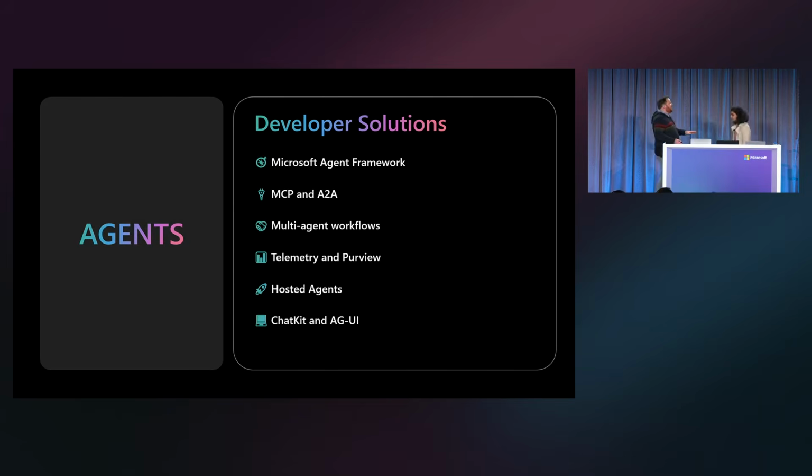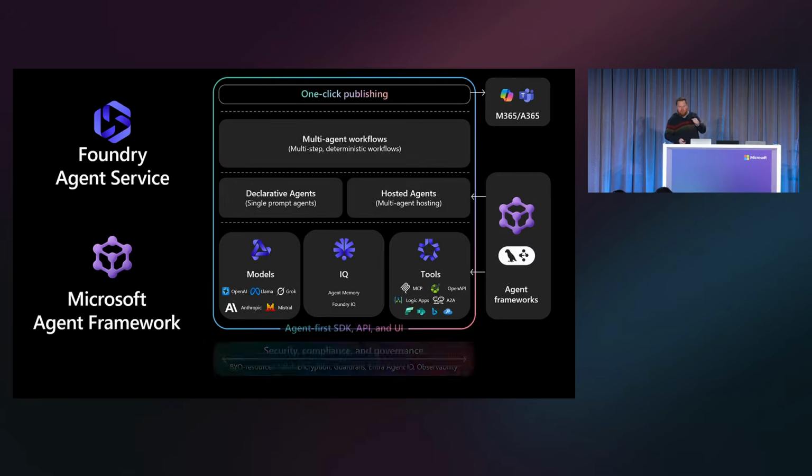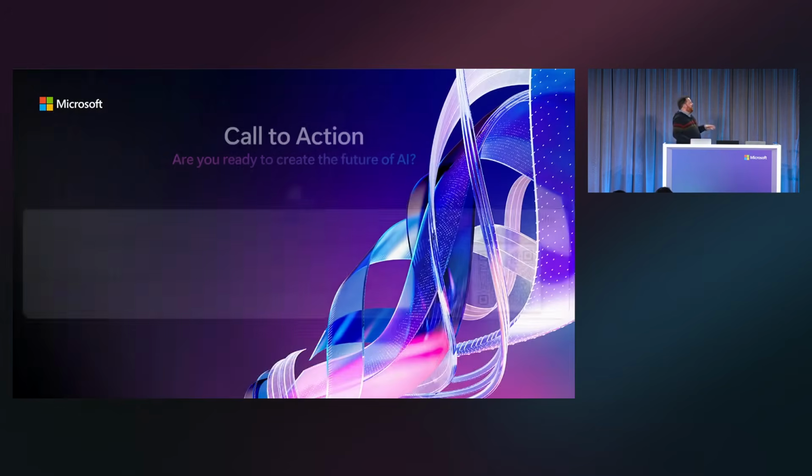Okay, so we talked about some great things we can do using Microsoft Agent Framework, using MCP and A2A, multi-agent workflows, telemetry, Purview, hosted agents, and then UI with ChatKit and AGUI. So we have some great solutions for all the things that you're seeing when you're building your agents and deploying them into Foundry. Some quick notes. Let's just move ahead. I think we're almost out of time.